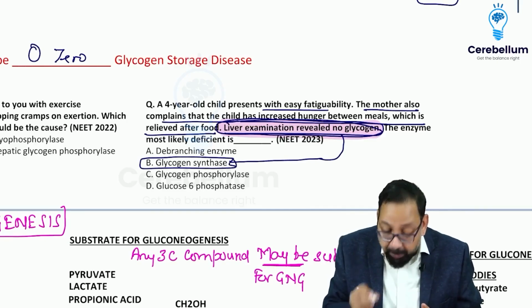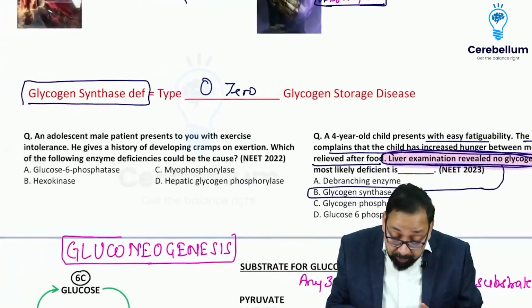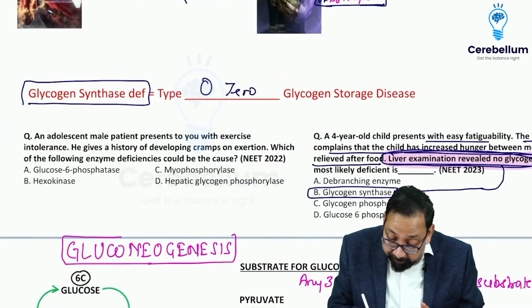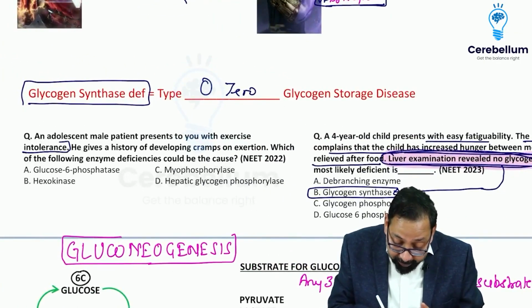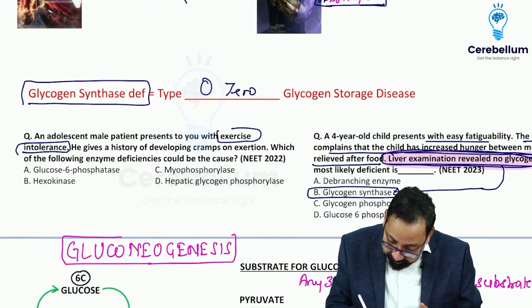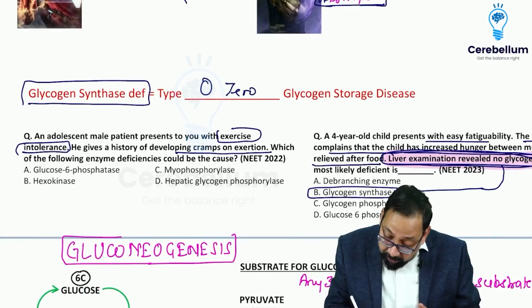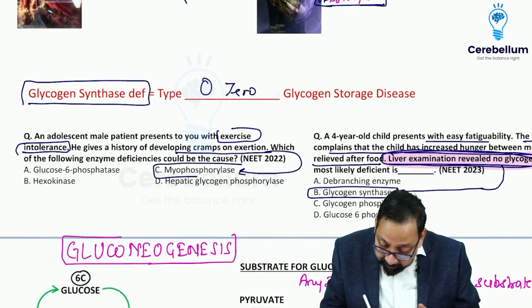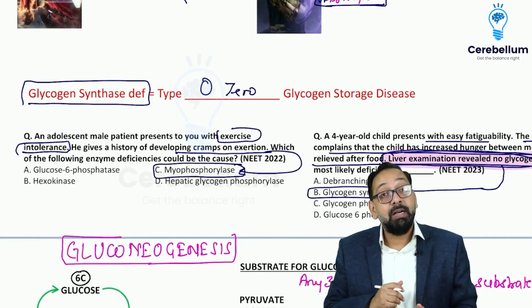Glycogen synthase is deficient. In this question, a simple adolescent male presents with exercise intolerance, meaning muscle glycogen storage disease, cramps on exertion. Yes, myophosphorylase is deficient, McArdle disease.